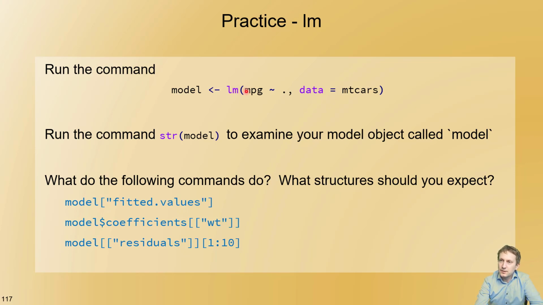What we do here is we're explaining mpg, miles per gallon, tilde dot, and tilde dot tells this function to explain mpg with all of the other variables present in the data set. Using the data argument, we tell the lm function to use the columns within the mtcars data set. The model output will be stored in an object called model. If you run the command str(model), then you can examine this model object. Do that and actually look at it.